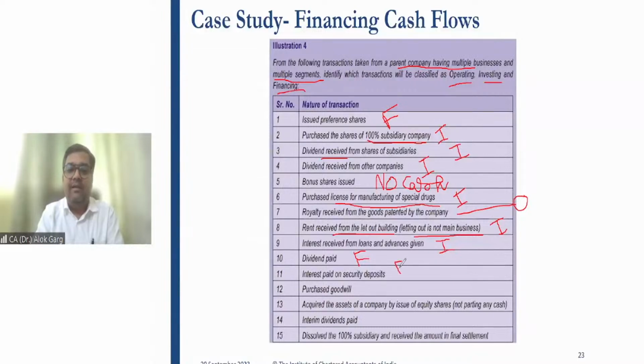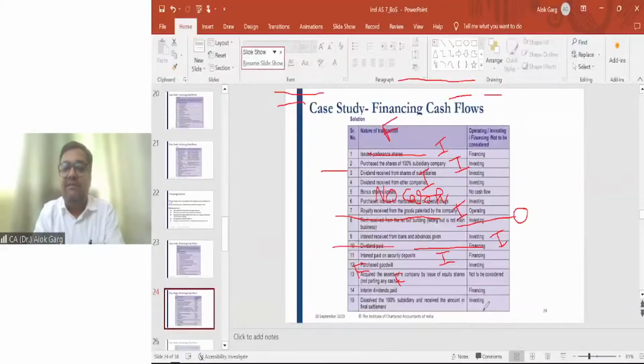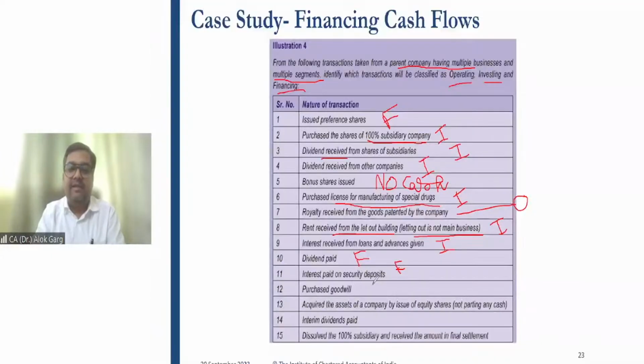Purchased goodwill. The company has acquired a business, purchased a business, and the company has paid money for that. So purchased goodwill is an investing activity.